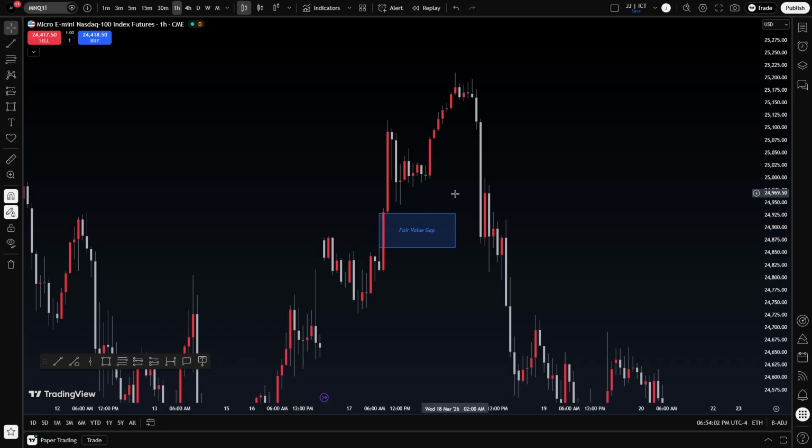Now, you can use fair value gaps to depict a draw on liquidity, meaning if you're expecting this fair value gap to get filled, you can likely see, where's my tool at?